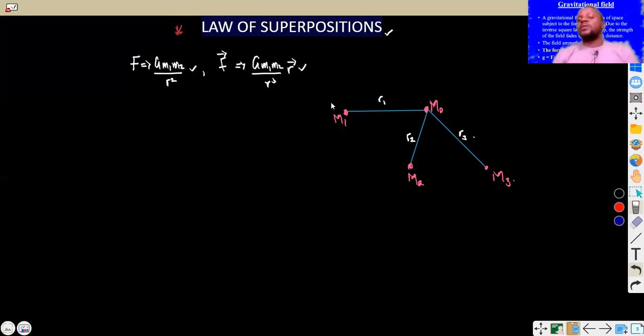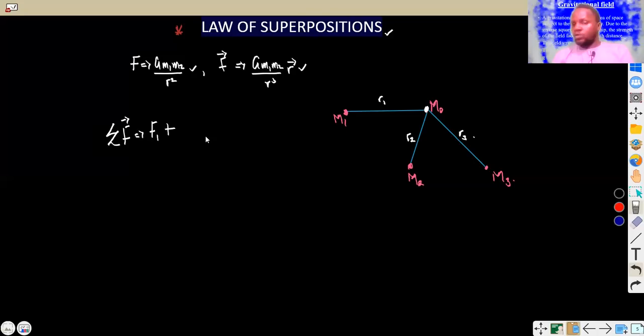As we have studied now, we are taking it with reference to what? With respect to the point of origin, which is m naught. So now we can say the sum total of all forces, which we call the law of superposition, will be the force acting from m naught to m1, which is F1. I take the force acting from m naught to m2 as F2, and the third one from m naught to m3, I take as F3.